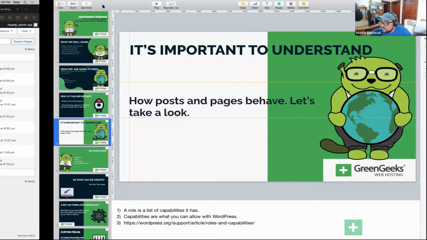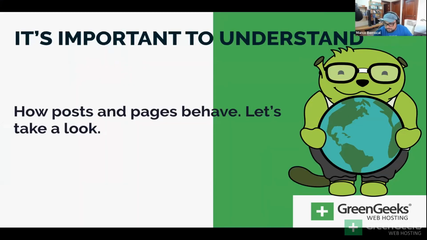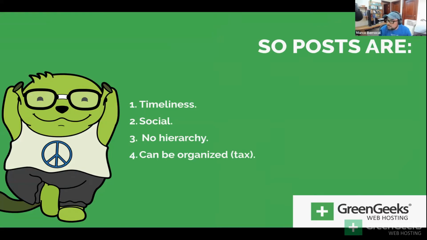So going back to our presentation, those are the key differences between them. To go over them quickly: timeliness, social, no hierarchy, and can be organized. Taxonomies, which is a fancy word for categories and tags. So if you are creating something from scratch, a custom post type, you need to ask yourself, is it going to be timeliness? If the answer is yes, then you need to create a custom post type that behaves like a post. Is it going to be social? If the answer is yes, well, you need to create something that behaves like a post.